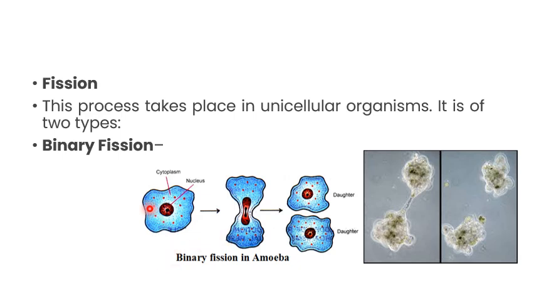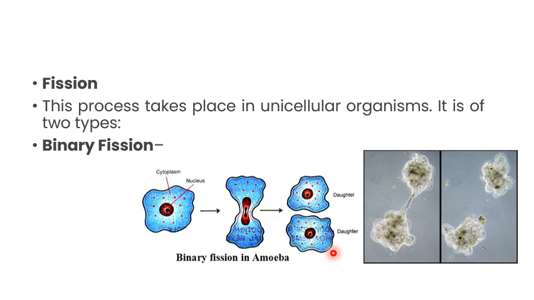So you can see amoeba has cytoplasm inside, and the nucleus is at the center. You know that amoeba has an irregular shape. Once the condition is favorable, it will divide. The nucleus undergoes division, it splits into two, and later it will produce a new daughter cell.